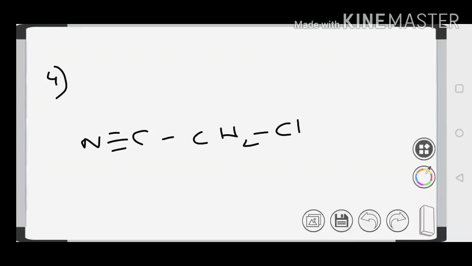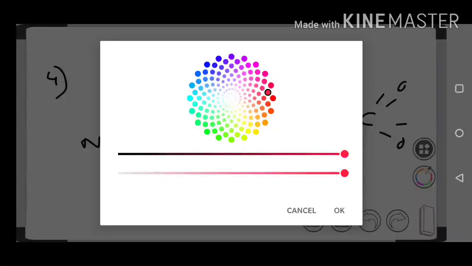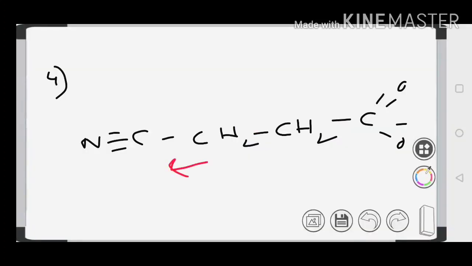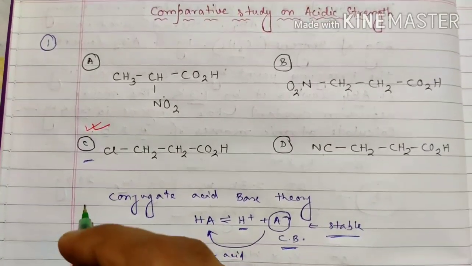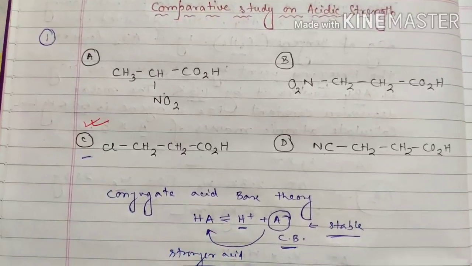Let us see the last option. Here we are having CN, CH2, CH2, CO2H. That means COO minus. Now CN similarly is having the ability of withdrawal of electrons, much stronger than the minus I. So this one also will stabilize the conjugate base better than the previous option. So on the first question we have seen this option C will be the weakest of the lot. And now let us move on.